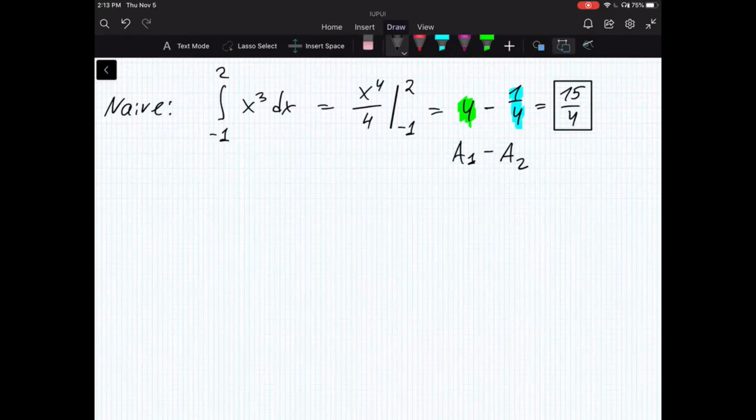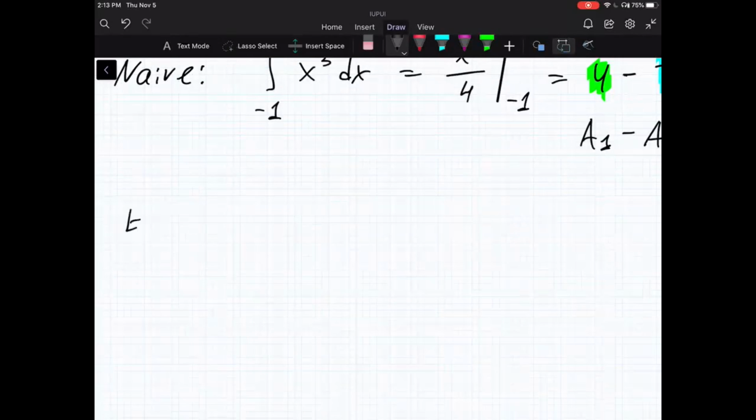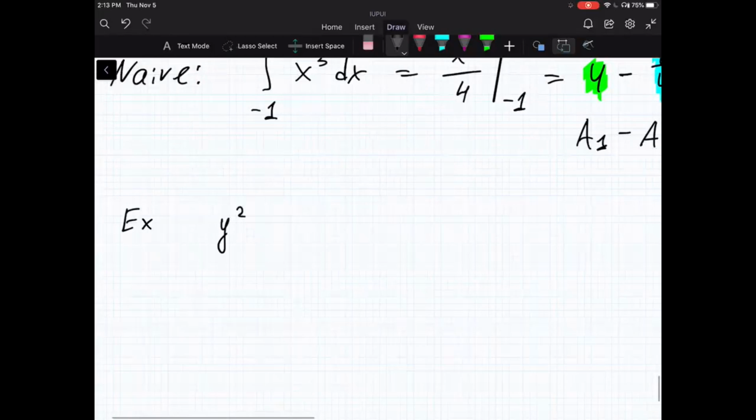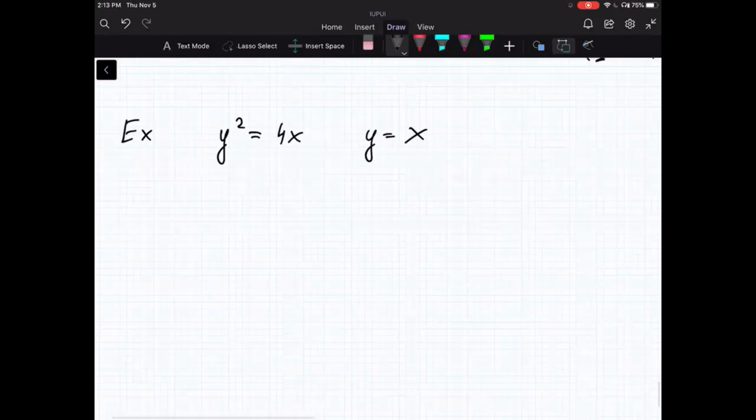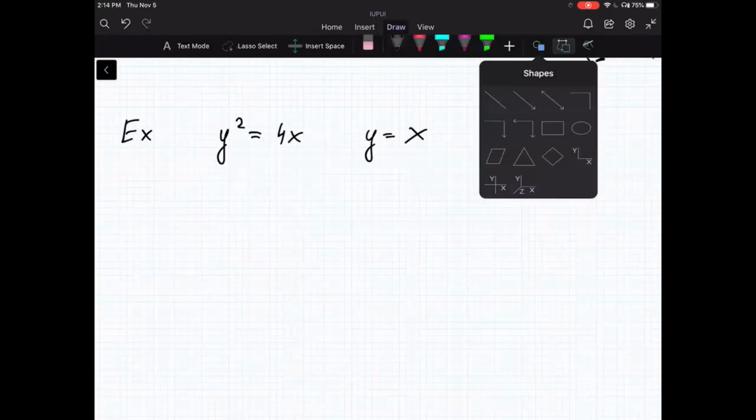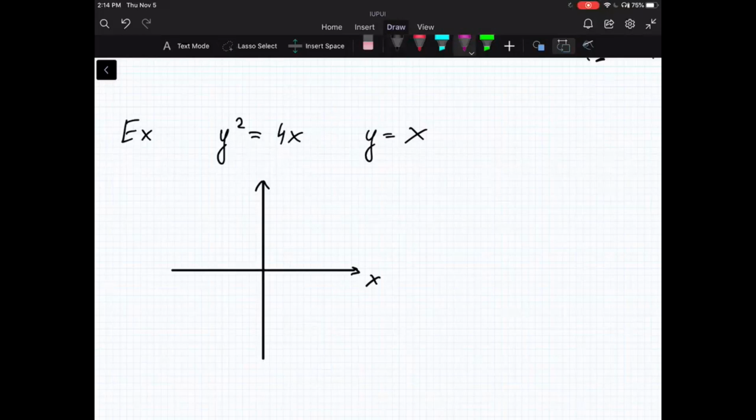So let's do the following example. Find the area of the region bounded by the parabola y squared equals 4x and the line y equals x. So let's again draw the picture. You can either think that y is equal to plus minus square root of 4x, or you can think that x is equal to y squared over 4, which is the parabola. So either this or that gives you the following. So it looks like this.